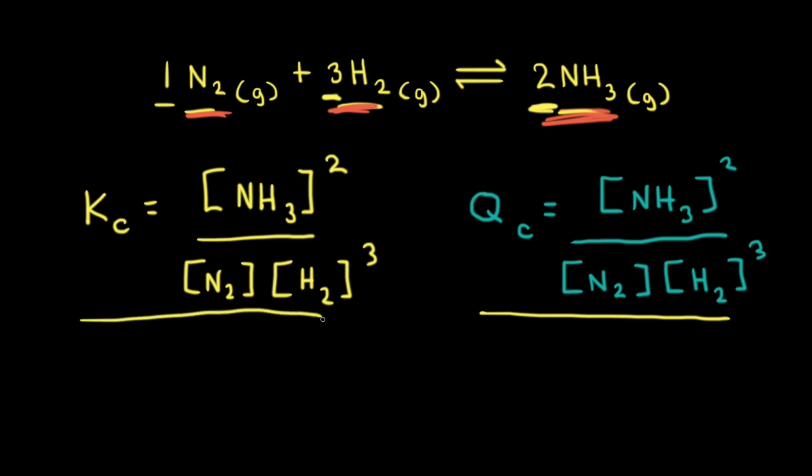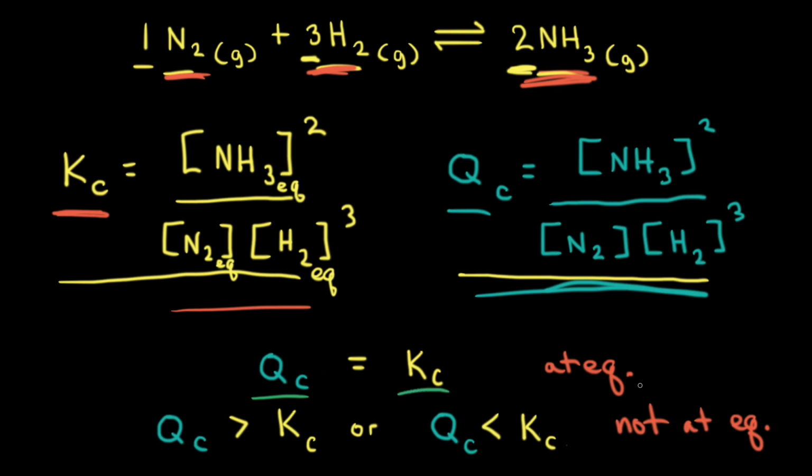The difference is, for the Kc expression, all of our concentrations are equilibrium concentrations. So I could put an EQ here for the concentrations of ammonia, nitrogen, and hydrogen. So for the Kc expression, it's only equilibrium concentrations, but for the Qc expression, it's the concentrations at any moment in time. So that moment in time might be at equilibrium, or it might not be at equilibrium. If Qc is equal to Kc, the reaction is at equilibrium. But if Qc is greater than Kc, or if Qc is less than Kc, the reaction is not at equilibrium.